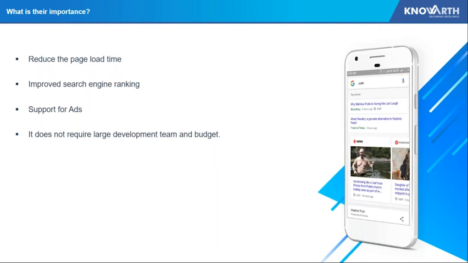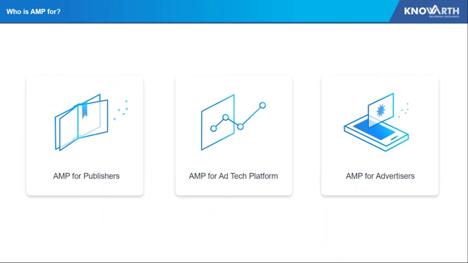It also has multiple support for ads, because AMP is aimed to support a range of ad networks, formats, and technologies. The goal is to deliver ads that are fast and allow the content to look good and grab the viewer's attention. This should help advertisers increase their influence and improve their ad spend. And one more importance of AMP is that it does not require a large development team and budget.